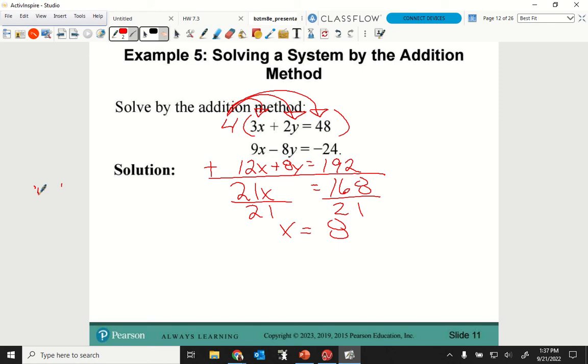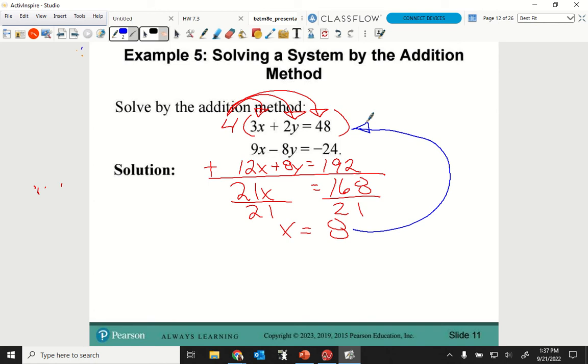Now, this is a system of equations. It's a system. So I have a value for x, and I still need the value for y. So this is what I'm going to do with that x. I'm going to take that 8, and I'm going to plug it back into either one of them. It doesn't matter. I'm going to plug it into the first one. It doesn't matter which one I plug it into. I can plug it into the top one or the bottom one.